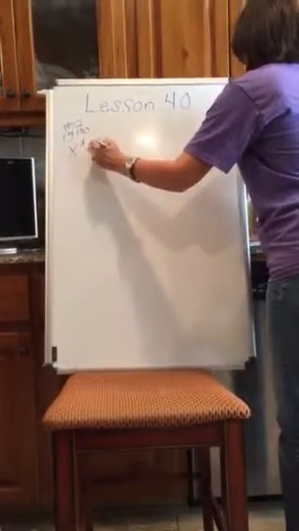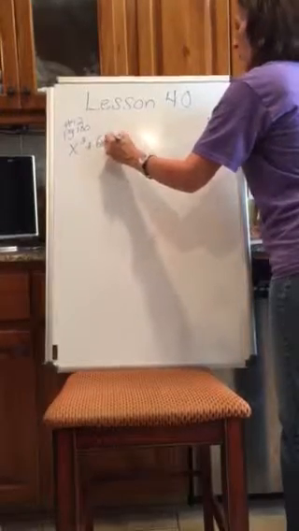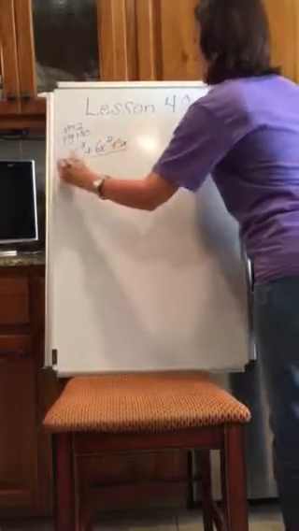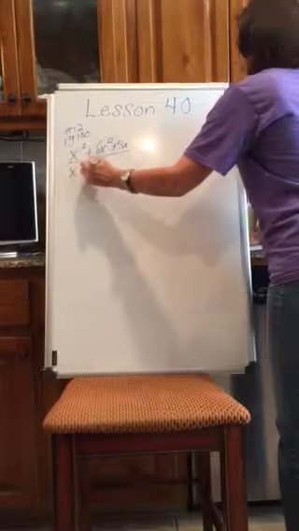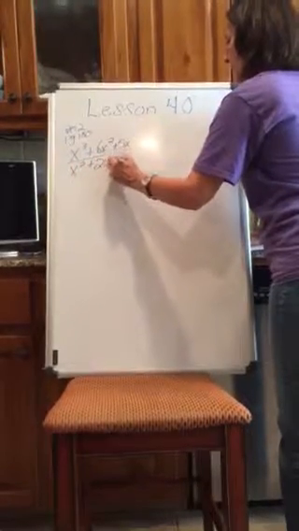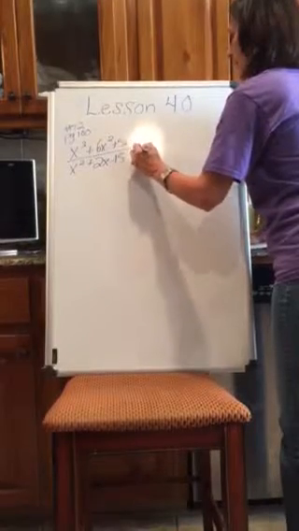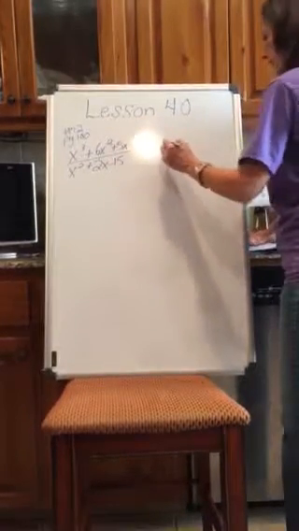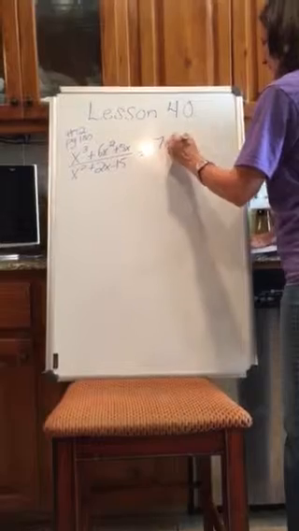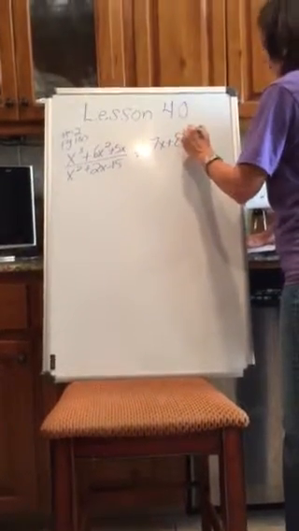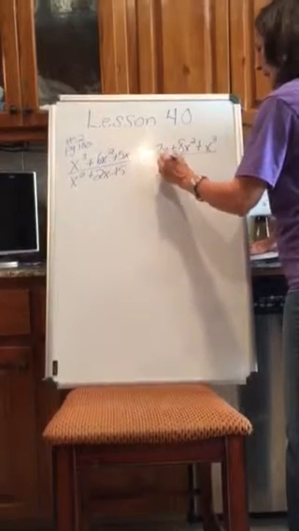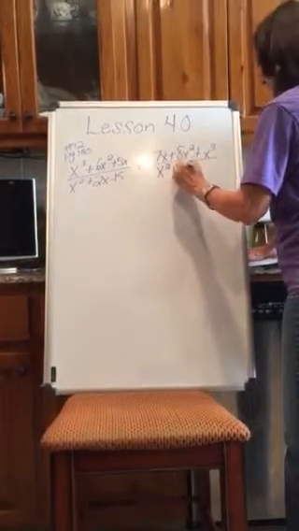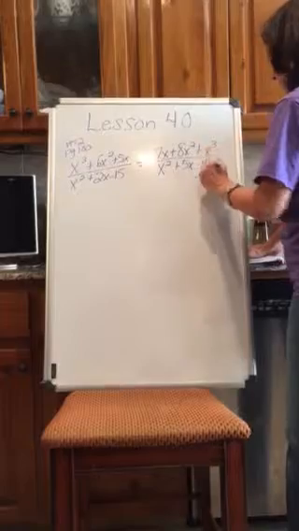X cubed plus 6x squared plus 5x over x squared plus 2x minus 15, divided by 7x plus 8x squared plus x cubed over x squared plus 5x minus 14.